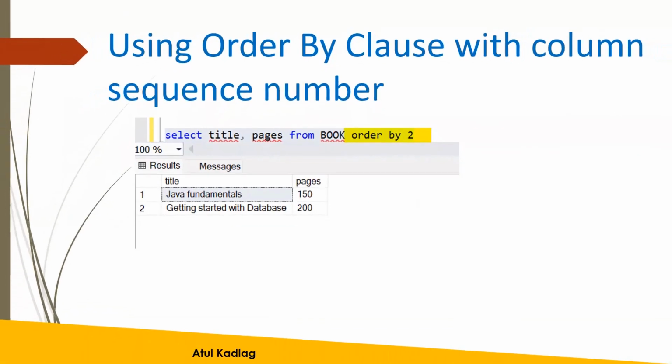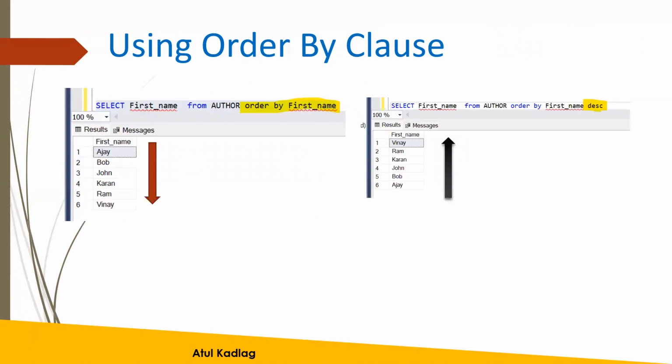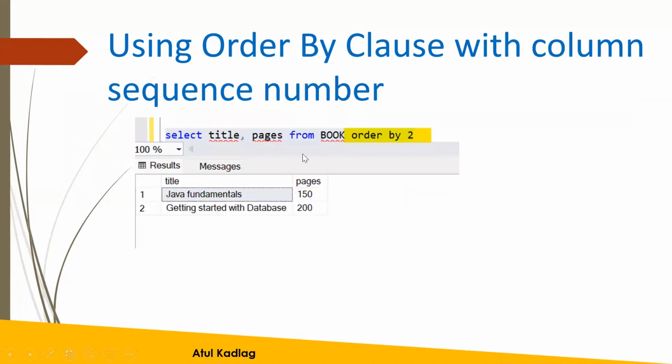We can also use, instead of the column name, the column number, like the sequence number. Here there are two columns and we wanted to sort by pages, so that is how it is ordered by two. That way we can also specify it in our query. Suppose you don't want to use the column name, then we can give the order sequence number.